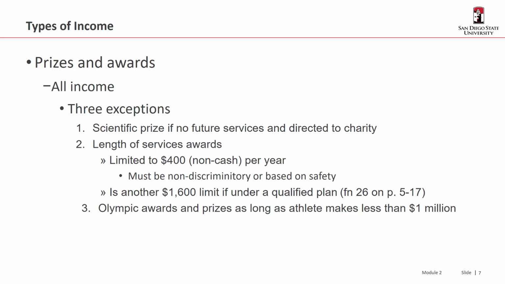Now, if you look at footnote 26 on page 517, there's another $1,600 limit if the prizes are given under a qualified plan, which means you have to have a plan document, you live by that plan document, et cetera. But the average cost, or the average market value, still has to be $400 or less. And then the third exclusion from prizes being taxable income is awards given to Olympic and Paralympic athletes.